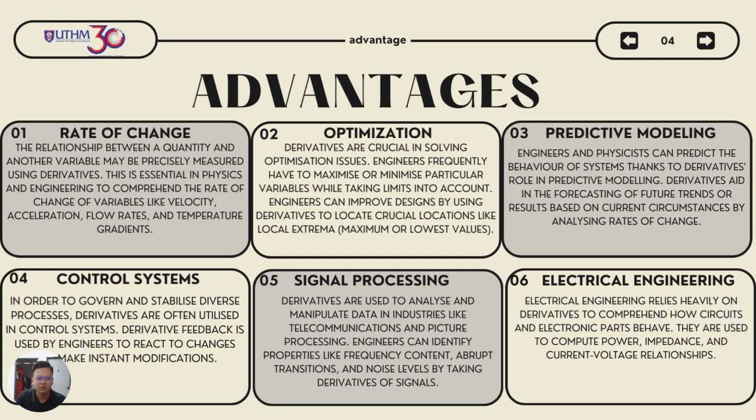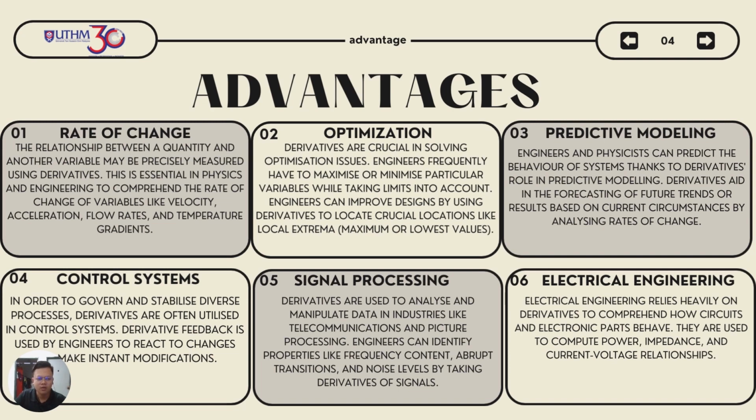Derivatives are crucial in solving optimization issues. Engineers frequently have to maximize or minimize a particular variable while taking limits into account. Engineers can improve designs by using derivatives to locate critical points like local extrema, maximum or minimum values. The third one is predictive modeling. Engineers and physicists can predict the behavior of systems thanks to the derivative's role in predictive modeling. Derivatives aid in the forecasting of future trends or results based on current circumstances by analyzing rates of change.